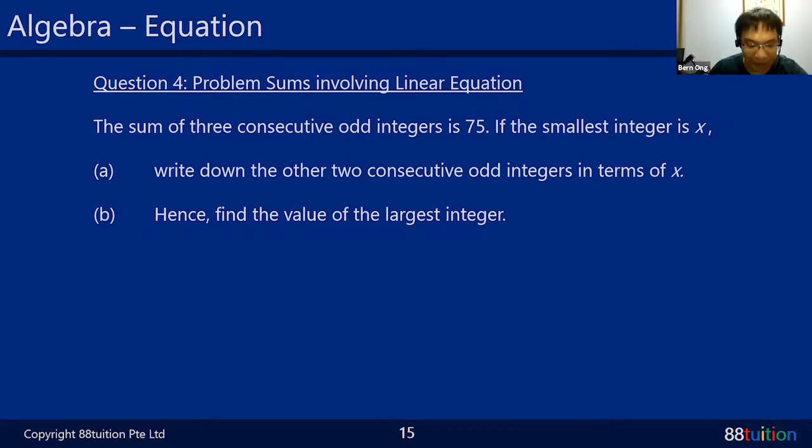Okay. So down here, the sum of 3 consecutive odd numbers is 75. If the smallest is x, what are the numbers? All right, hey, Sharon, I think you did something wrong. Answer is not 17. Answer is 27. All right, please check your work.